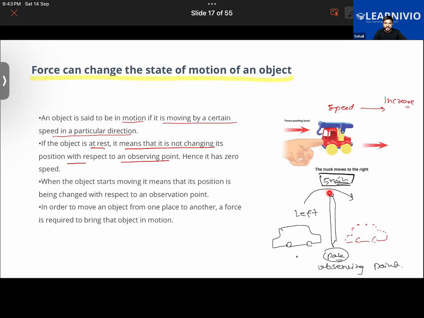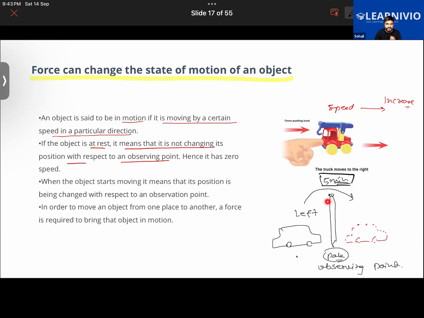Furthermore, when do we say that an object is moving? Whenever we see that an object is changing its position with respect to a reference object, a stationary object. Let's say we have a pole here. After 5 minutes, the position of this car changed from here to here. So with changing time, its position is changing with respect to this pole that is being considered as an observing point. For a body to be called in a state of motion, we have to observe that it is changing its place with time.